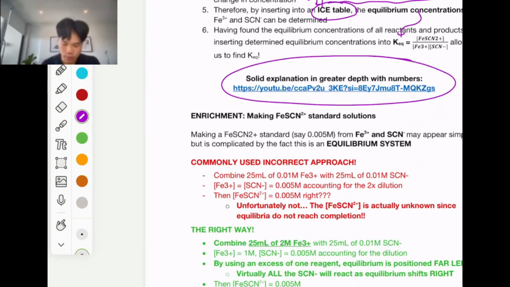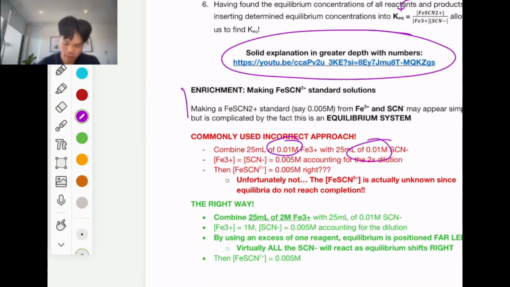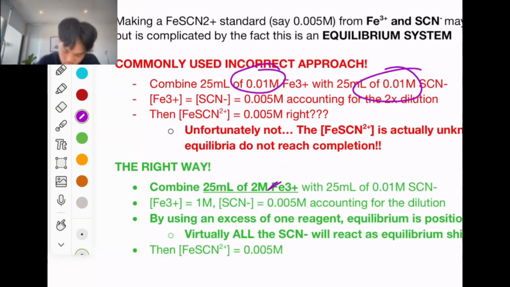As final comments on this, if you're trying to make an iron thiocyanate standard, you cannot just combine 0.01 molar of Fe3 plus and 0.01 molar of thiocyanate and say that, oh, it's going to go to completion, because it won't. This is an equilibrium system. It will not just turn to 0.01 mole per liter of iron thiocyanate. It'll actually be unknown.